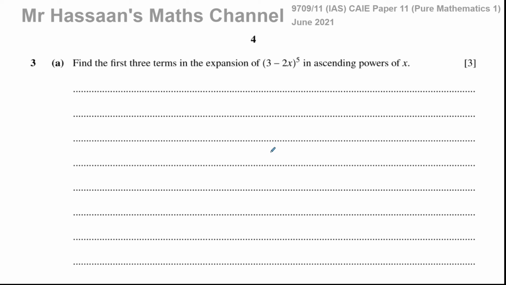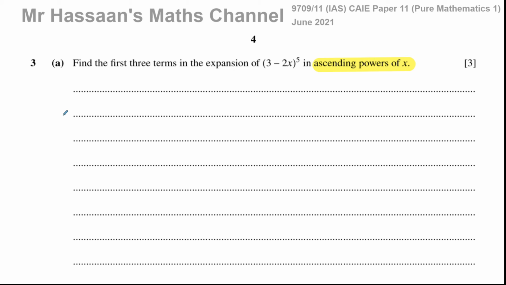And here we have a question about binomial expansion. We are asked to find the first 3 terms in the expansion of (3 minus 2x) to the power 5 in ascending powers of x. So we've got to start from x to the power 0 until we've ended up with 3 terms, and the powers of x have to be increasing. In order to do this, we can use what's called the nCr method.